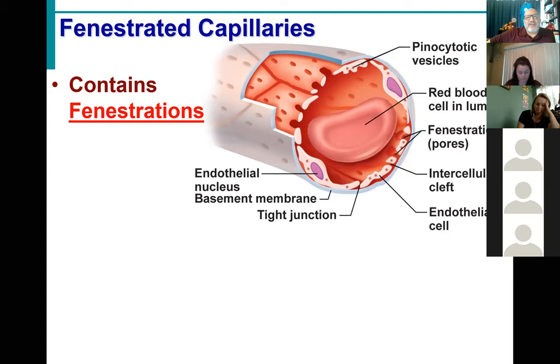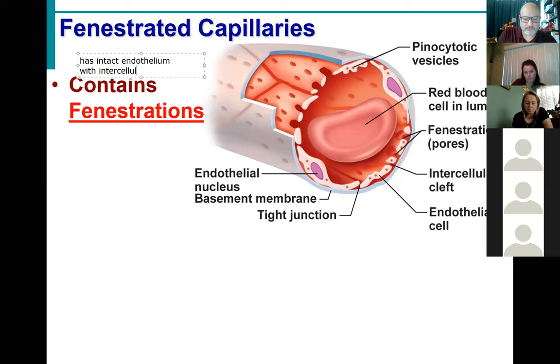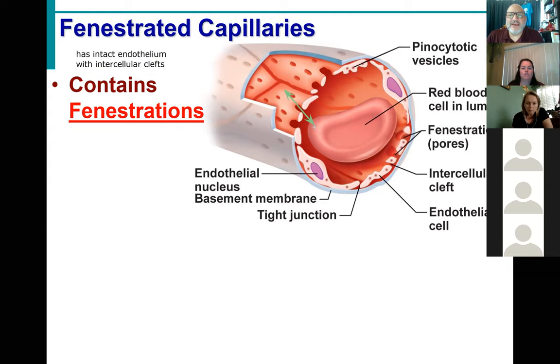Notice a fenestrated capillary also has an intact endothelium with tight junctions, with intercellular clefts. But notice this type of capillary also has pores in them. Of course, we couldn't get away with a simple word like pore, so they have to give them a fancy anatomy and physiology name. And that fancy anatomy and physiology name is a fenestration.